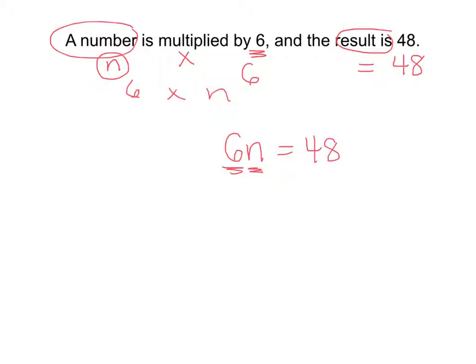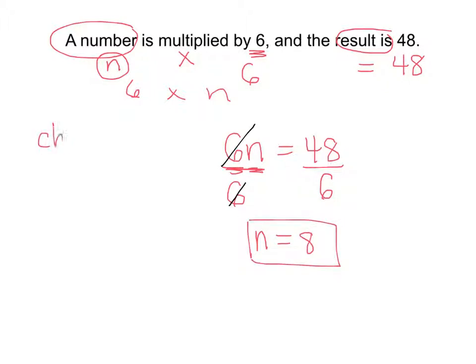Can we solve this now? Okay, so let's solve it. So what's the first step? Divide. Good. We want to divide by 6 because that's the opposite of multiplication. Whatever you do to one side, you must do to the other side. So we're going to divide this side by 6. So 6n divided by 6 equals 48 divided by 6, which is 8. Good. n is equal to 8.